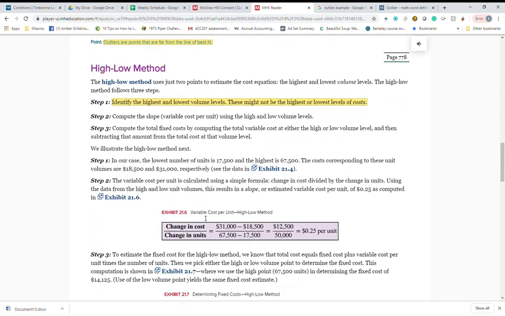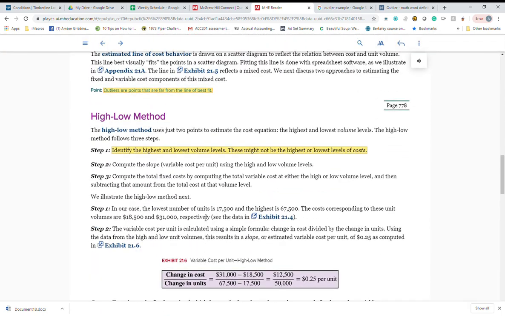So let's see here. Let's go down here. And again, right here, you can see that they used the 67,000 and the 17,500 in their change of cost. So we actually did use the same thing. I'm sorry, over their change in units. So we picked the high and low for the units. That's the first step, high and low for the units.